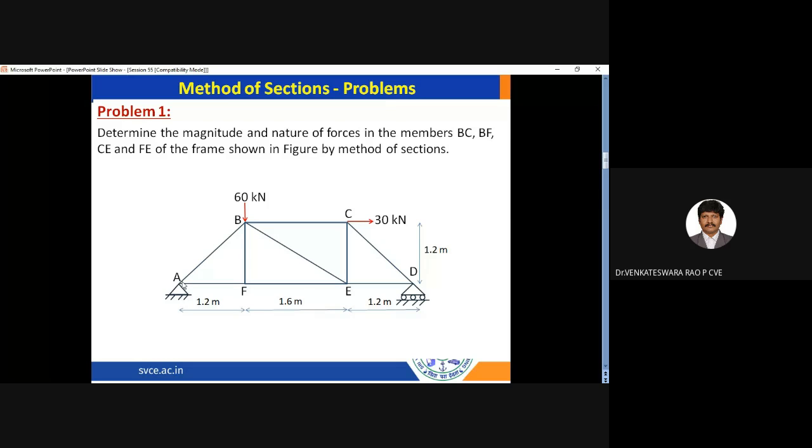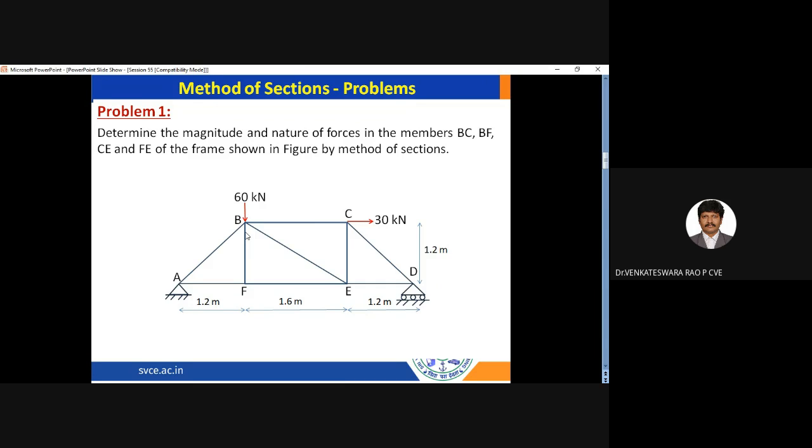Basically, this truss has 1, 2, 3, 4, 5, 6, 7, 8, 9 members. Nine members are there, but out of which we are trying to calculate only these four somewhere in the middle, right? So how do you calculate? We can feel how the method of sections is going to be an advantage. But if I try to attempt it with the method of joints, what happens? You see now.